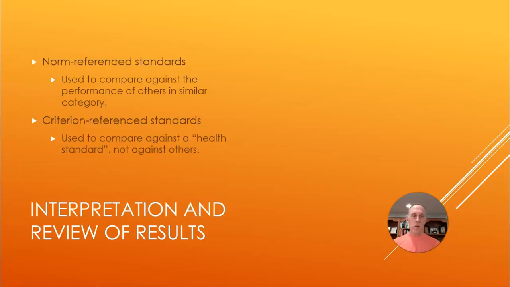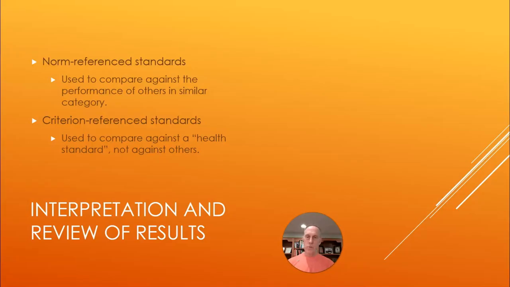Interpretation and review of results. They talk about these two things, norm reference and criterion reference. With norm reference, you take the results and compare them against others in a similar category. So if I use my example of performance testing, where we do vertical jump, 40-yard dash, and 5-10-5 shuttle across the entire football team, we can further subcategorize that into offensive linemen, defensive backs, running backs. You can compare your athletes to one another to see how they perform as a group against one another.